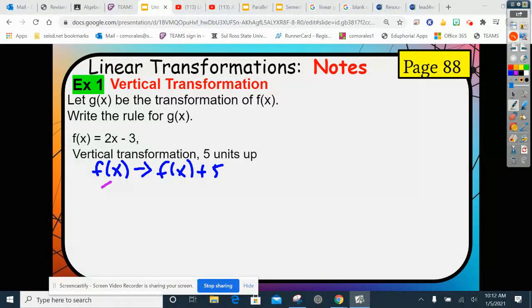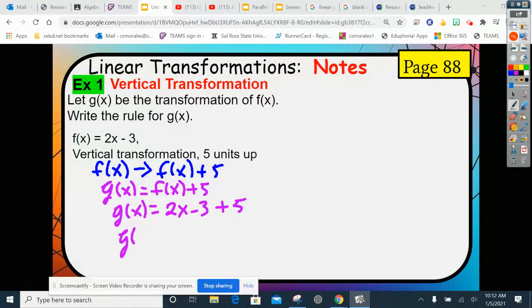So this is going to be our end. Our g of x, which is going to be our answer, is going to be our f of x function plus 5 units. All right, so what does that mean? That means that our g of x would be the same function plus 5 units. All we've got to do now is do the math and get our final answer.